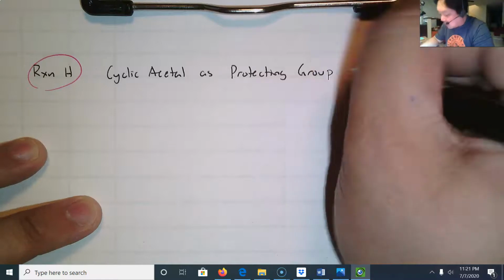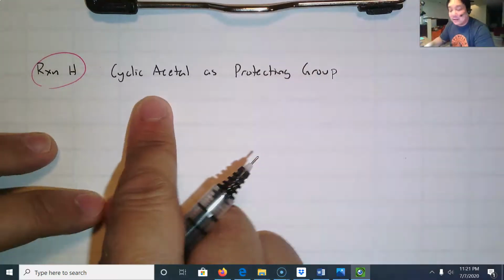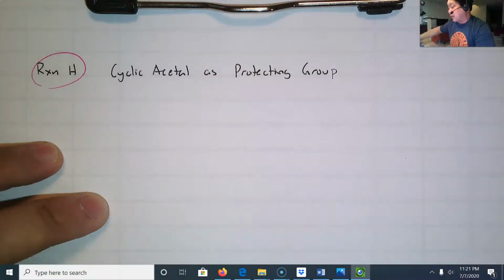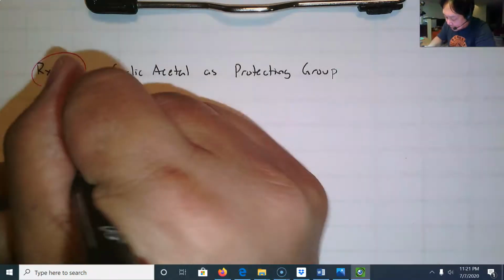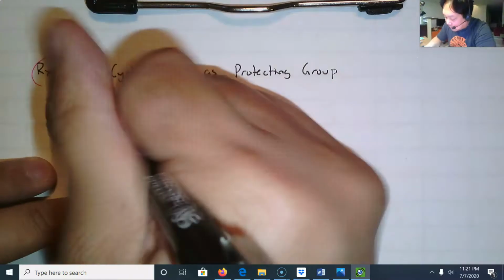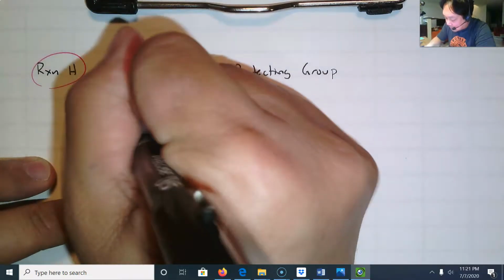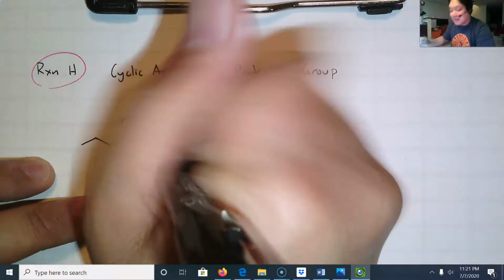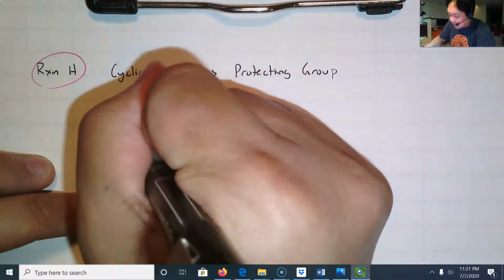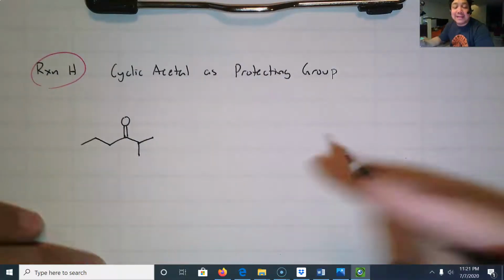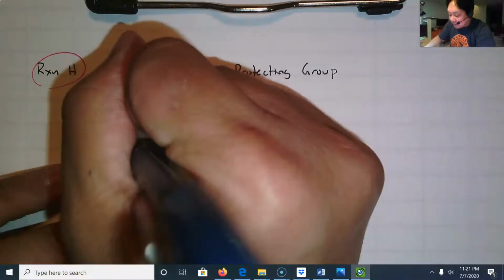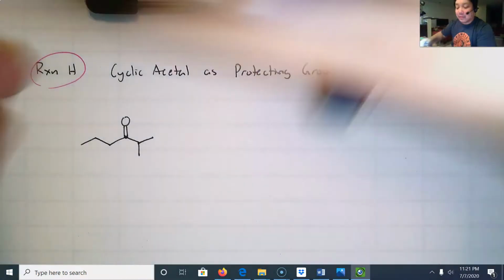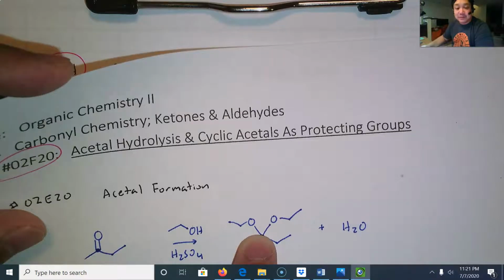Let me show you how to make the cyclic acetal and why we can use it as a protecting group. So this is going to be interesting, because do you remember how to make an acetal? You make an acetal by reacting this carbonyl group with how many alcohols? 2 alcohols, right? Because we want to have 2 alkoxy groups.